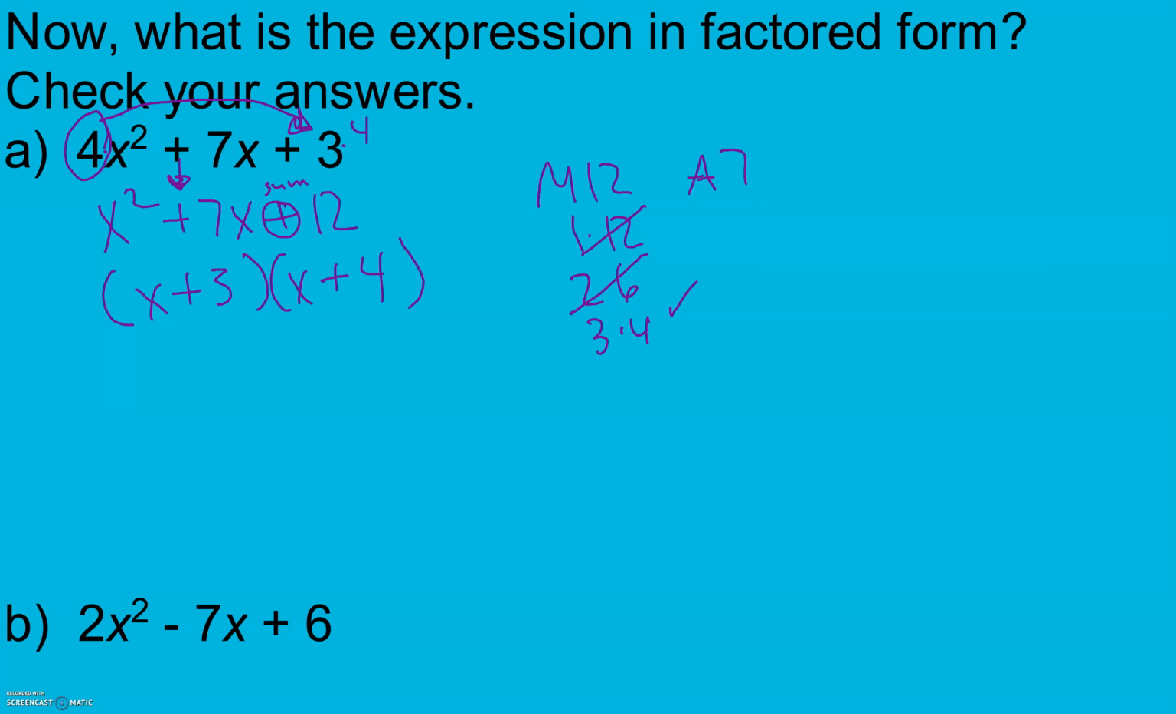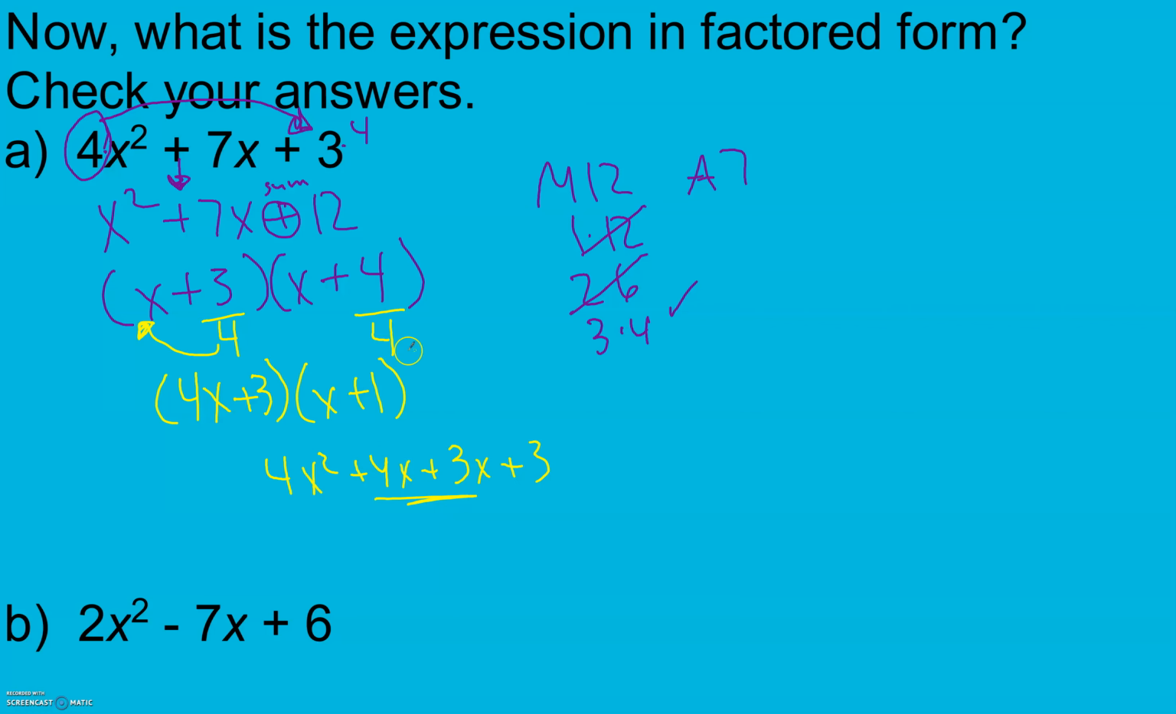Don't forget that we changed this problem by multiplying by 4. So now we have to divide both of our lasts by 4. Reduce if we can. If not, we swing that in front of our variable as a coefficient. To check our answers, we FOIL back 4x squared plus 4x plus 3x plus 3, which gives me 7x in the middle, and we are correct.